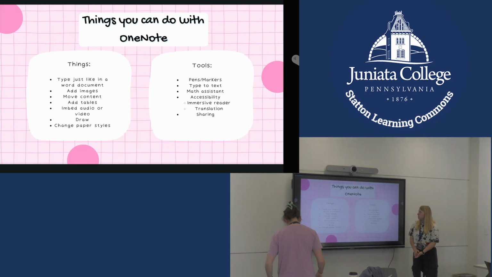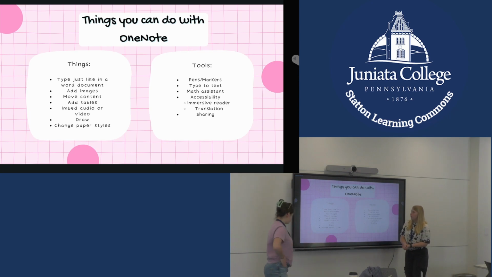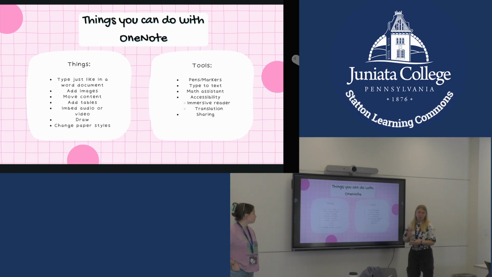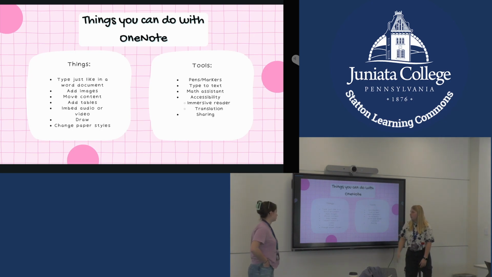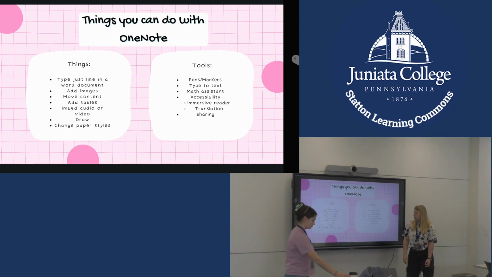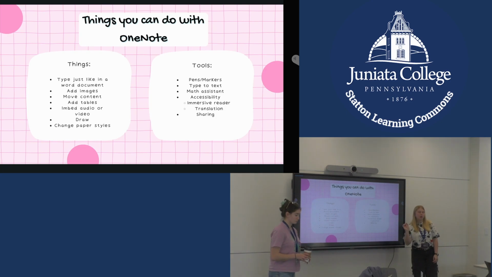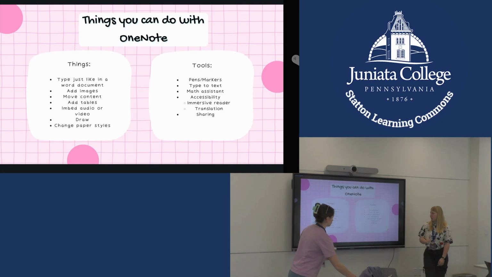So these are just some things that you can do with OneNote. You can type in it normal, just like a Word document, and have all of the features with highlighting, italics, bold, whatever. You can add images straight on the page. You can move content around as you go. So if you decide, oh wait, I want this on top, you can rearrange it. You can add tables, so you can make a little calendar or something, embed an audio or video, draw on it, change paper styles with lines, graph paper, great.